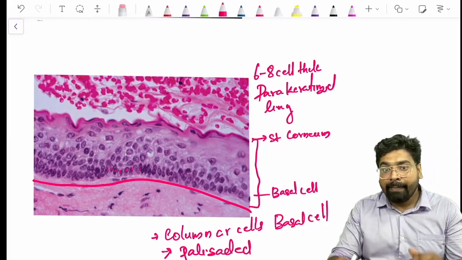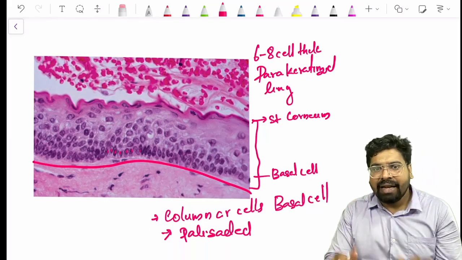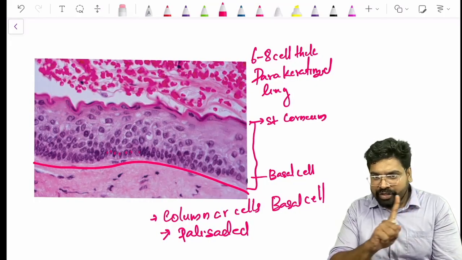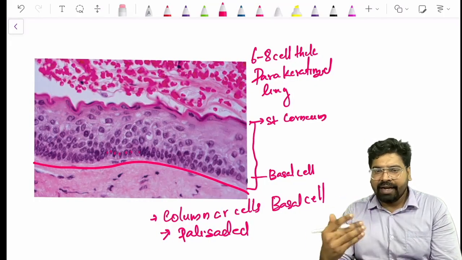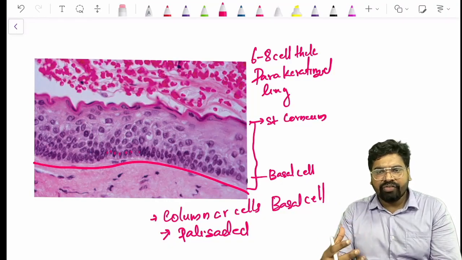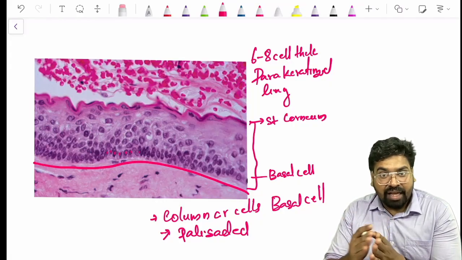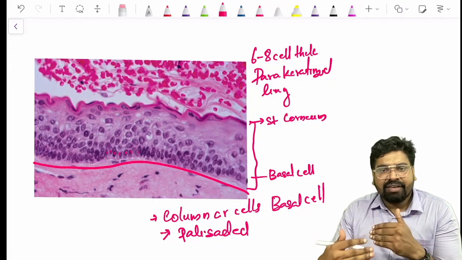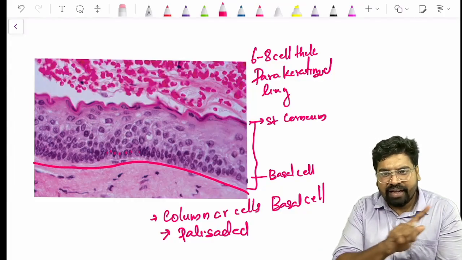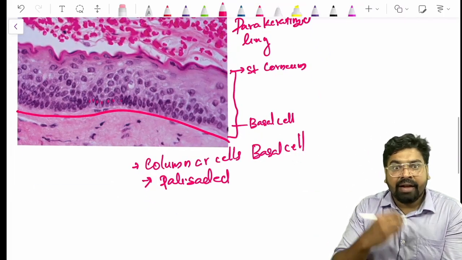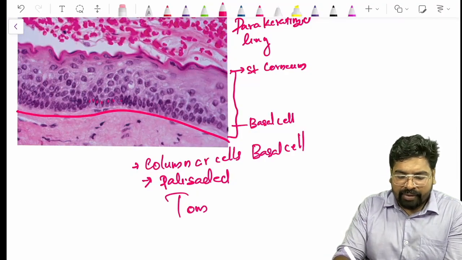Palisaded, what do you mean by palisaded? The meaning of palisading is all are arranged in the same line. You should know the meaning of every pathological term. Palisaded means the nuclei are arranged in the same straight line. So you're seeing that the basal cell is tall columnar with the nucleus arranged in a straight line. It is called a tombstone appearance.